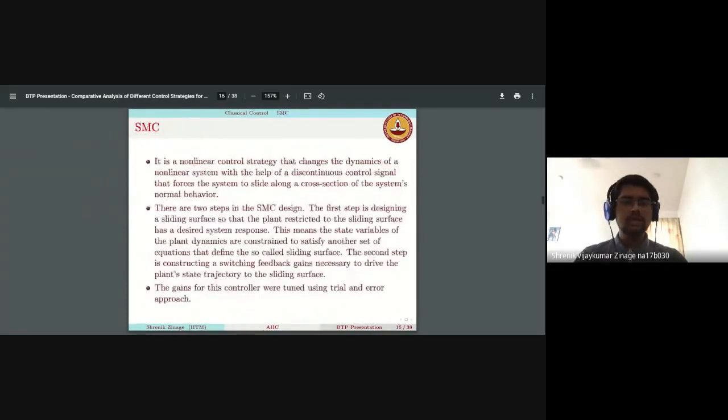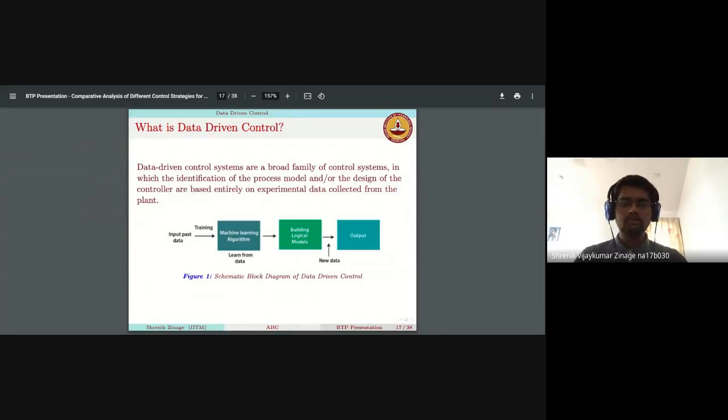To start with data driven control, I'll give an introduction to what it is. Data driven control is a broad family of control systems in which you try to control the plant purely based on experimental data. This has been quite a demanding topic in recent times because a lot of models are becoming quite non-linear in nature. The only thing that we have is a lot of data and we don't know what to do with that data. So the benefit of data-driven control is that it uses that data in order to control the plant.